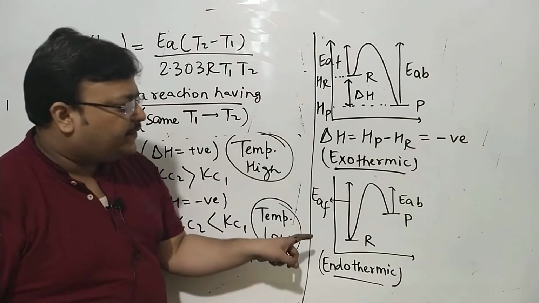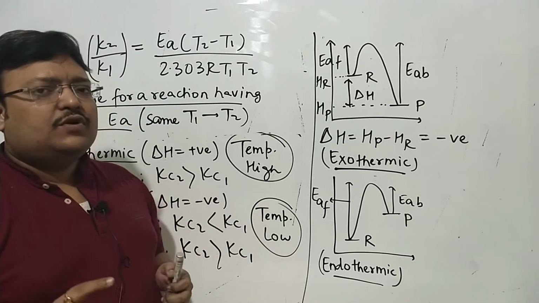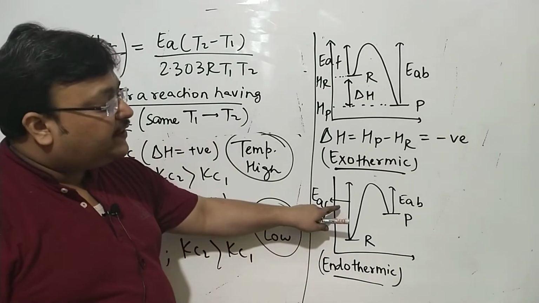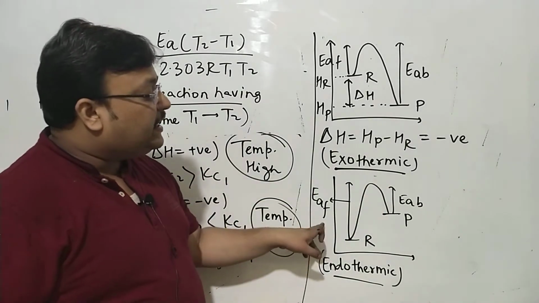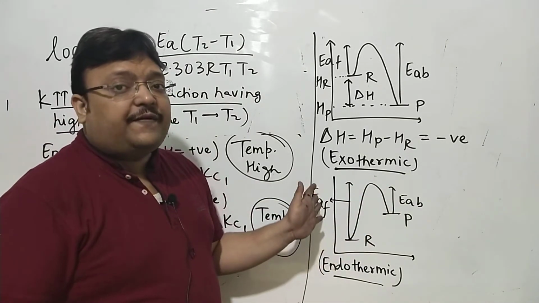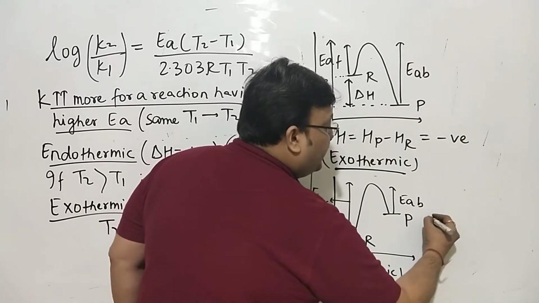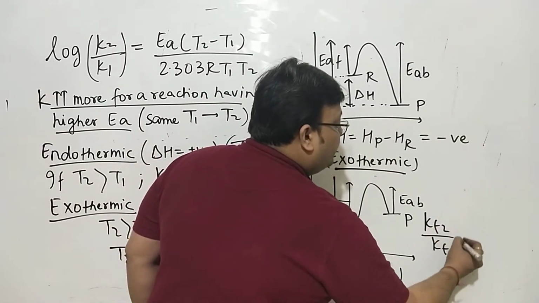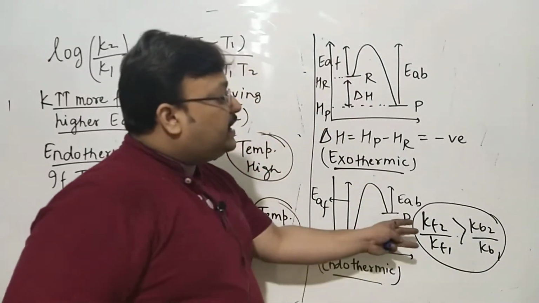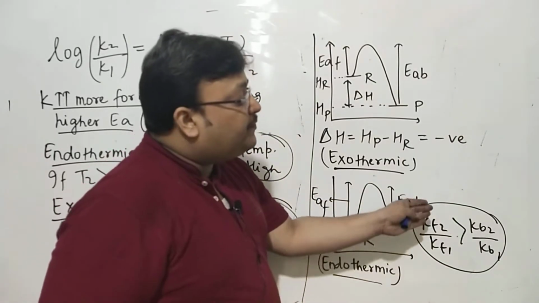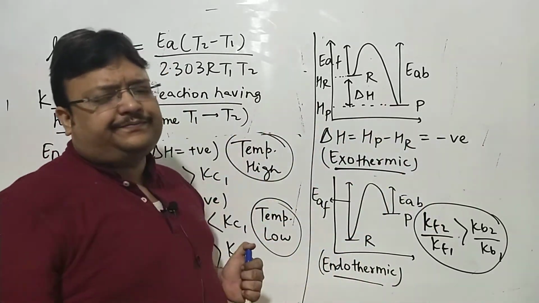Now let's look at endothermic. EAF is more than EAB. So what happens in endothermic is KF increases, KB also increases, but KF increases more than KB. Because EAF is more than EAB, KF2 upon KF1 is more than KB2 upon KB1. Because the increase in KF is more than the increase in KB, from one equilibrium to another equilibrium, it will move forward.